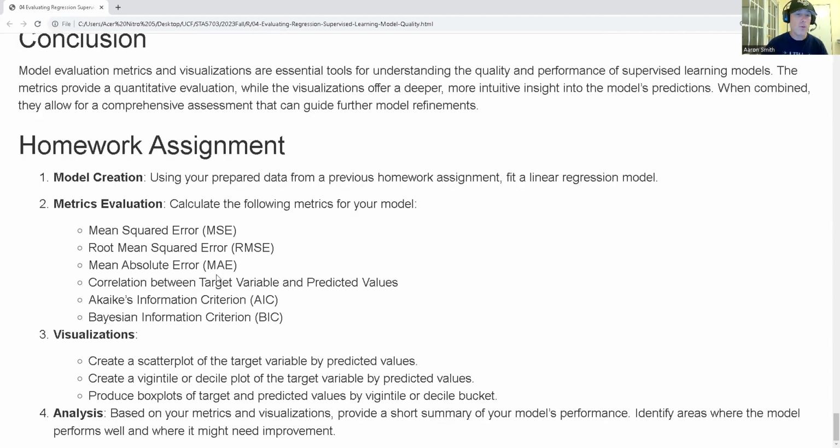All right, so here's your homework assignment. Basically, take the data that you've already prepared for regression, build a simple multiple linear regression model, and then just run through the stuff that I've presented to you, and tell me what you see. Try to get a feel for it.